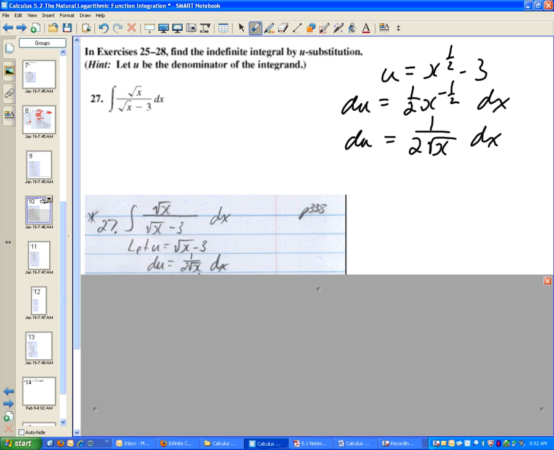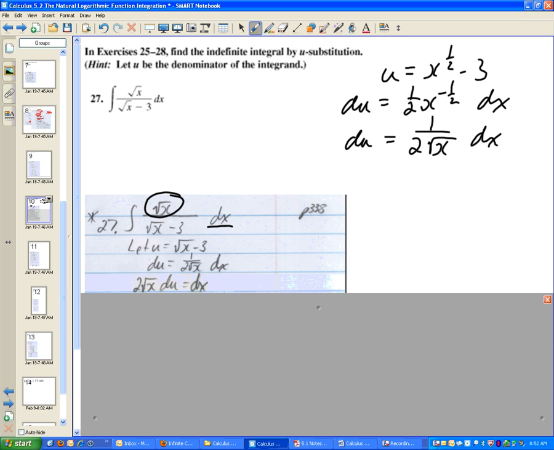All right, I like the fact that I have a dx in there. I'm not loving the 1 over 2 square root of x. The square root of x, okay, but it's in the wrong place. Shouldn't it be in the numerator? I can multiply both sides by 2. I can also multiply both sides by square root of x, which leads to its own set of problems.